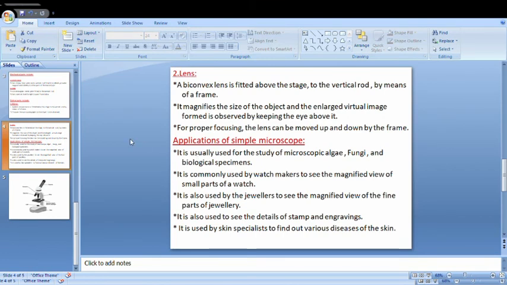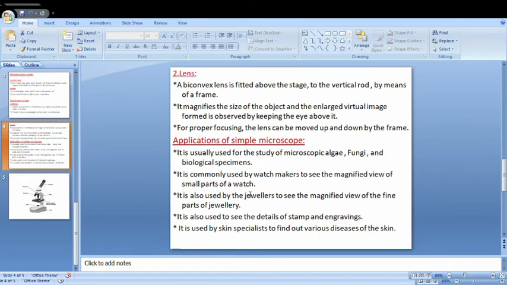So as we discussed the parts of the microscope, now let's discuss the applications of simple microscope. It is basically used in biology to study microscopic algae, fungi and biological specimens. As you know friends, when you go to watchmaker shop, you will use a microscope to see small parts of a watch because they are very tiny to see with naked eyes.